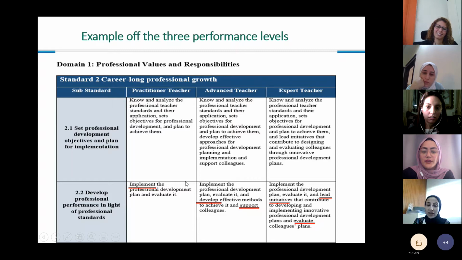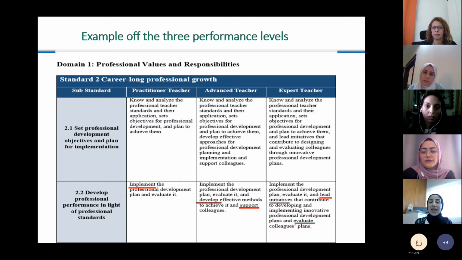Okay, so here, if you're going to ask me about the difference between the 3 levels, I will say the practitioner is implementing what is asked from him in the standard. The advanced teacher is supporting his colleagues. He's implementing and he's supporting his colleagues. The expert teacher is implementing and supporting his initiative, and he evaluates his colleagues.